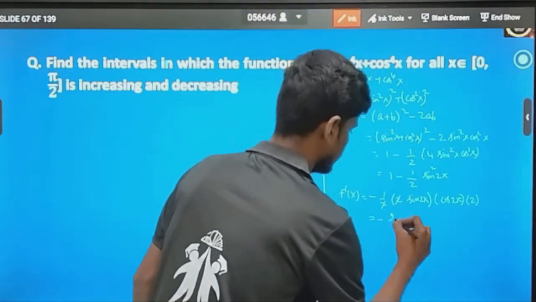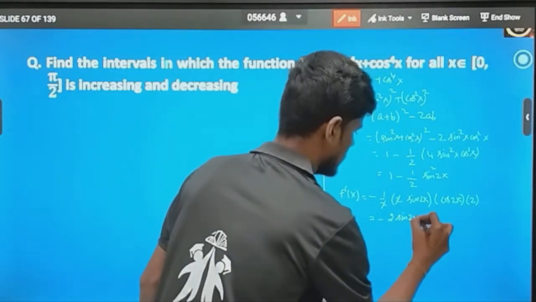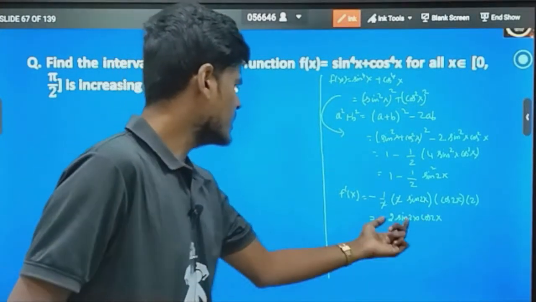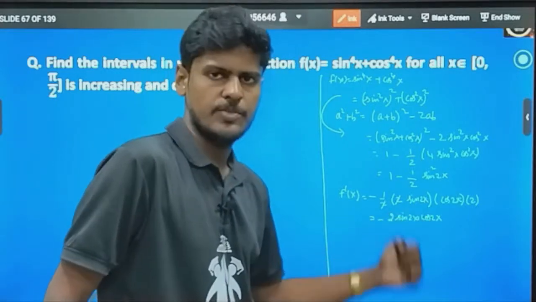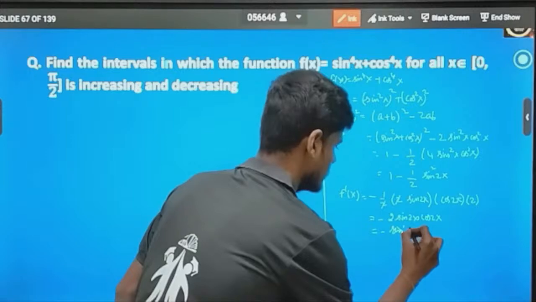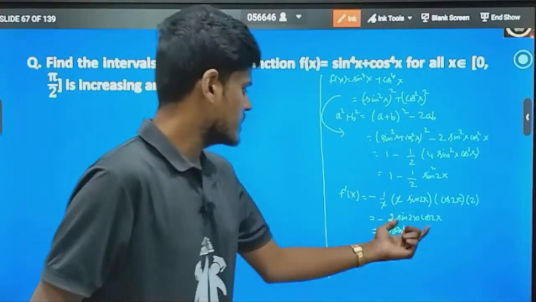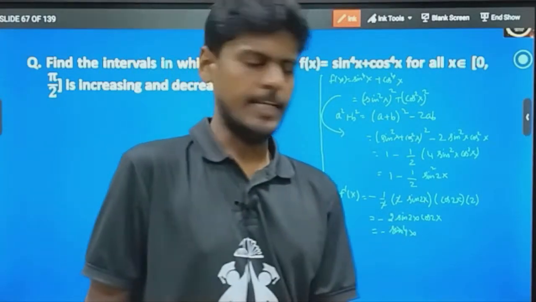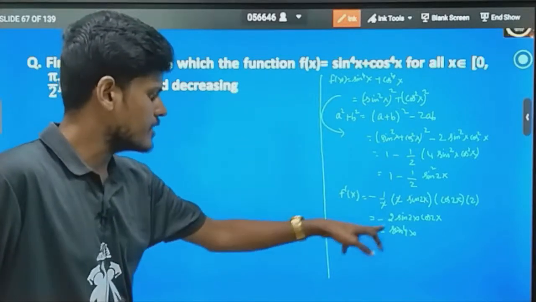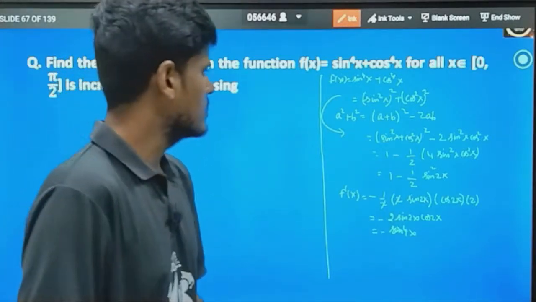This is equal to minus of 2 sin 2x cos 2x. And what is 2 sin 2x cos 2x? That will be sin 4x. So this is equal to minus of sin 4x. Okay, so differentiation f dash of x is minus sin 4x.